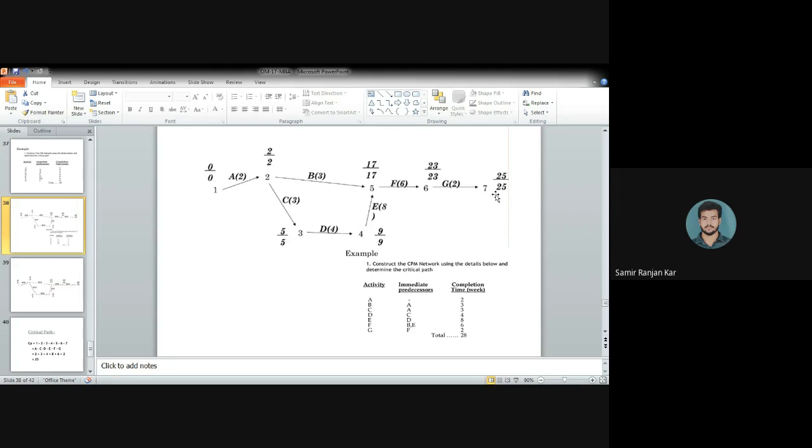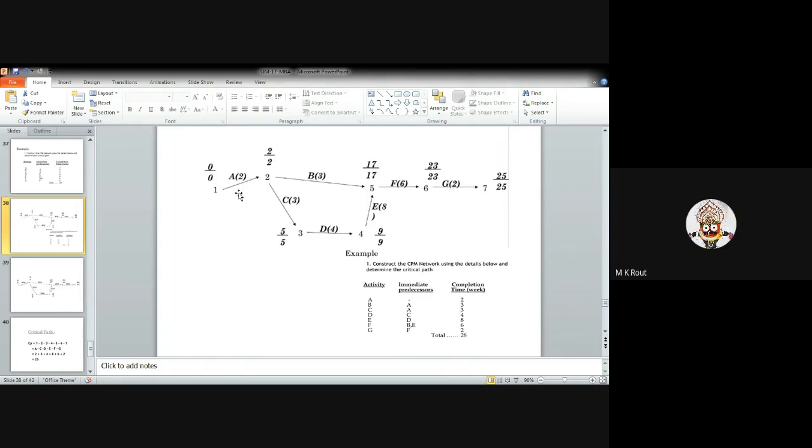That's why I'm telling you, in the forward pass, you have to consider the maximum value. To get the maximum value, you have to go through the longest path. Suppose I go through A to B, that means 2 plus 3, that is 5. Then 5 plus 6, 11. And 11 plus 2, that is how much? 13. Okay, 13 in total.